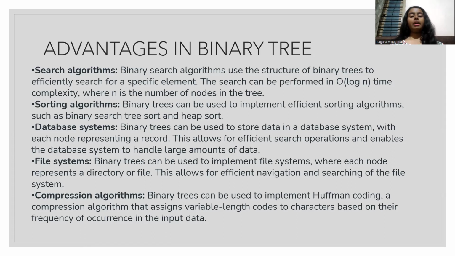File system. Binary tree can be used to implement a file system where each node represents a directory or a file. This allows for efficient navigation and search of the file system. Compression algorithm. The binary tree can be used to implement Huffman coding, a compression algorithm that assigns variable length codes to the characters based on their frequency of occurrence in the input data.